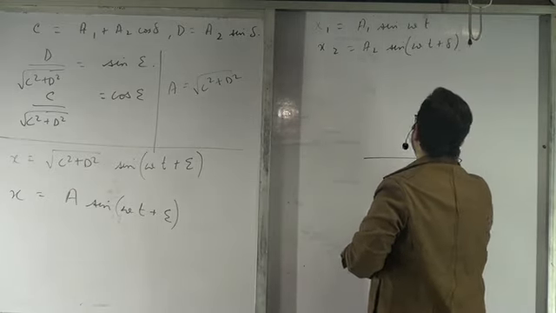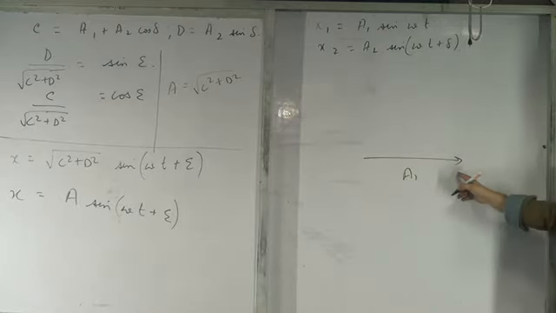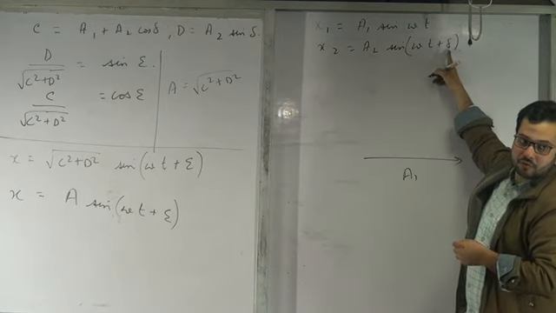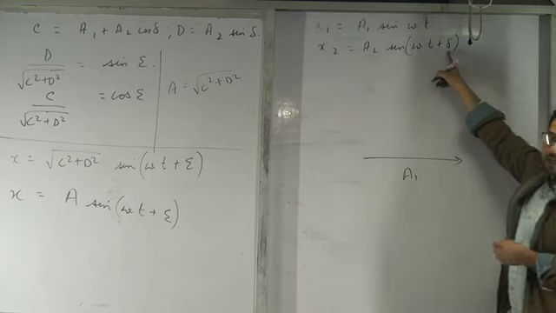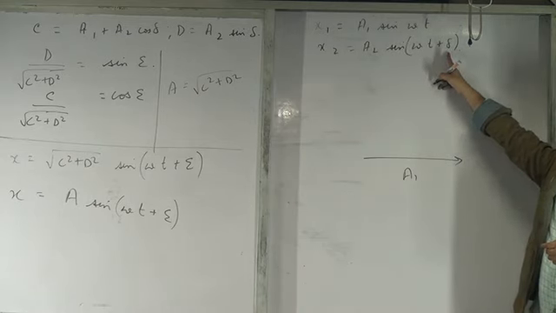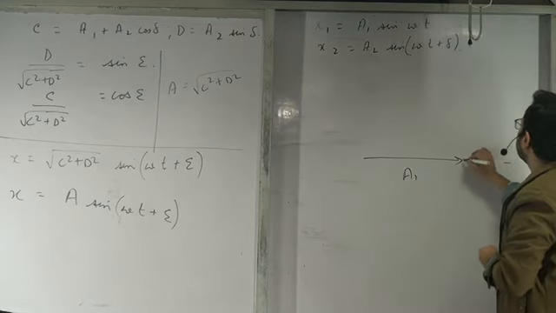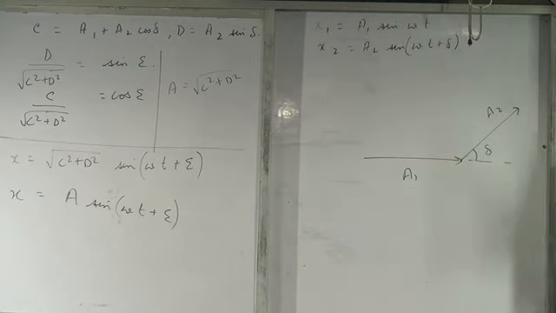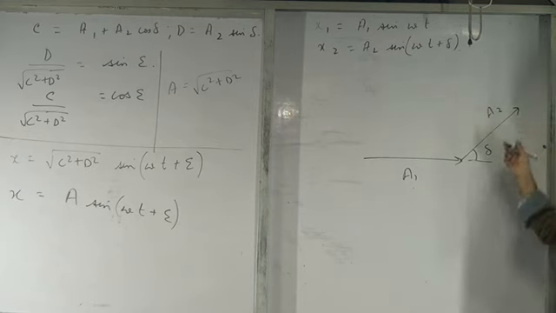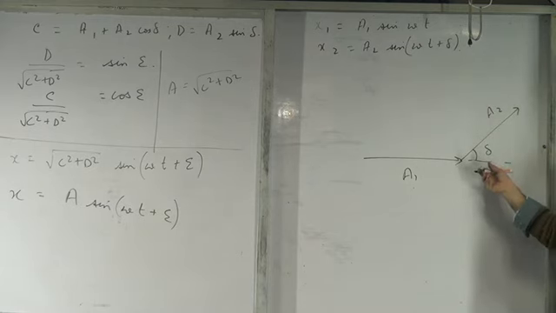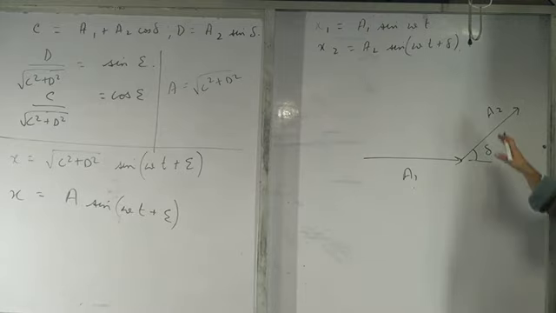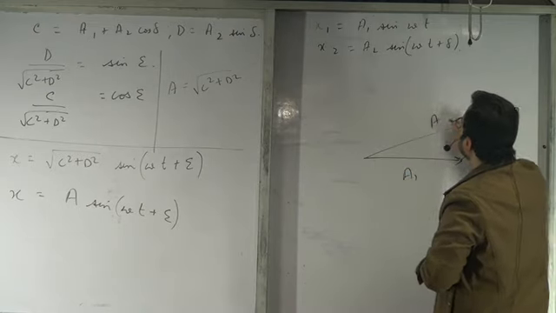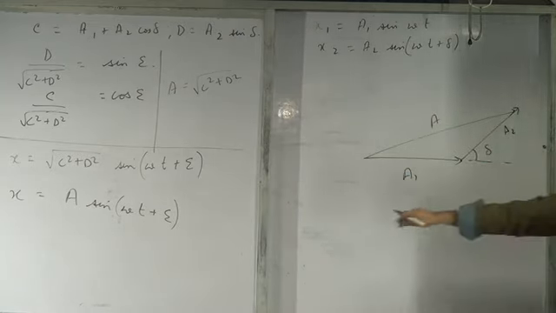So the amplitude of the first particle, I'm going to draw as a vector. And then the second amplitude, I'm going to draw as a vector, but with an angle of delta between them, because the phase difference is delta. So if this is a2, this will be delta. Alright, what will be the resultant of these two SHMs? The resultant amplitude will be equal to the vector summation of a1 and a2, and that's exactly the result you found over here.